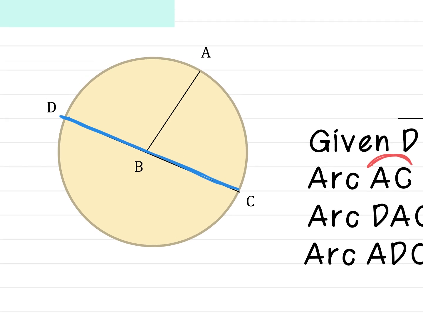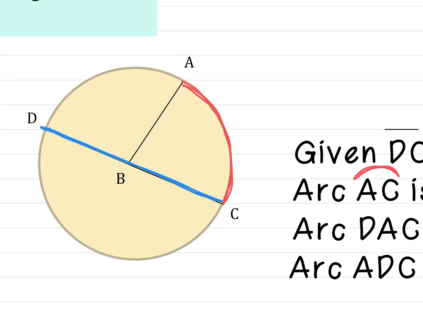So arc AC is right here. I'm doing it in red as well as the arc symbol. Is this a major, minor, or semicircle? Minor. Good, this is going to be a minor arc. It's less than 180.